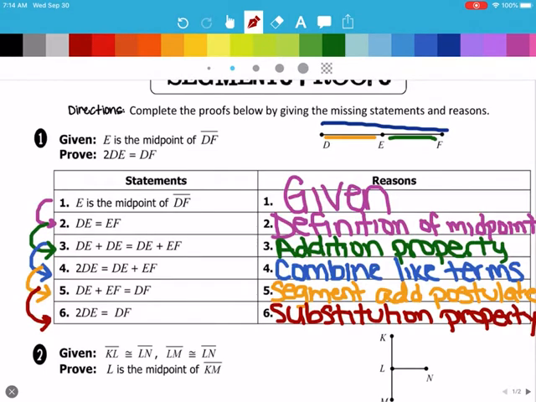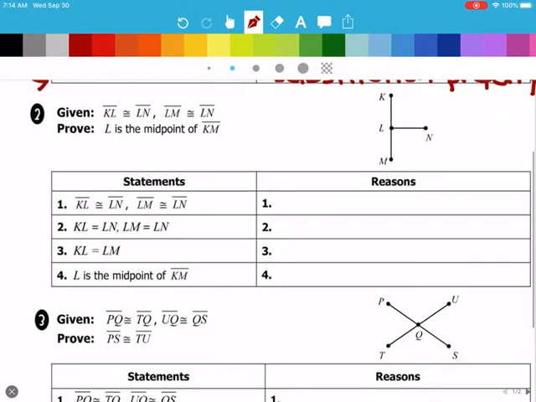Okay, pause here if you need to take a minute. If not, I'm going to move on to the second proof. Okay, proof number 2. Again, I'm looking at number 1, and it looks just like my given. So that is my reason. Number 1 is given.